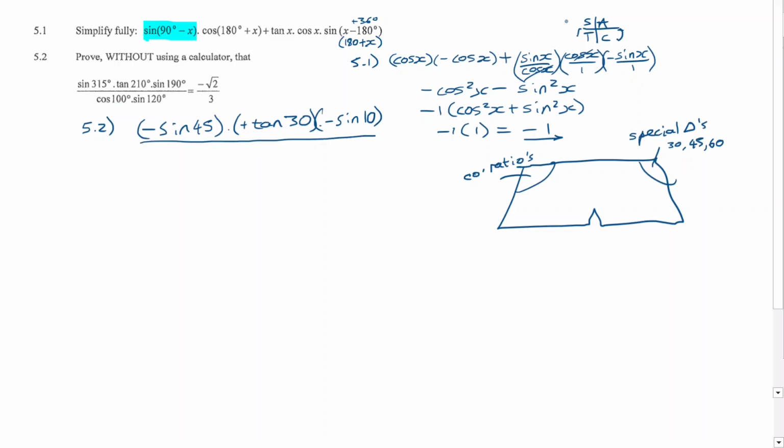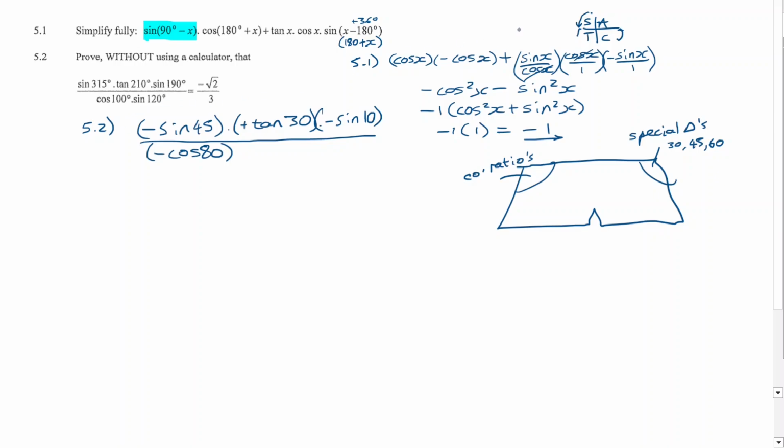Cos 100, that's about here. What's cos in this quadrant? It's negative. And 100, I don't go to 90, I always go to the nearest x. So that's 180. So how far is 100 from 180? It's just 80. So it's negative cos 80.